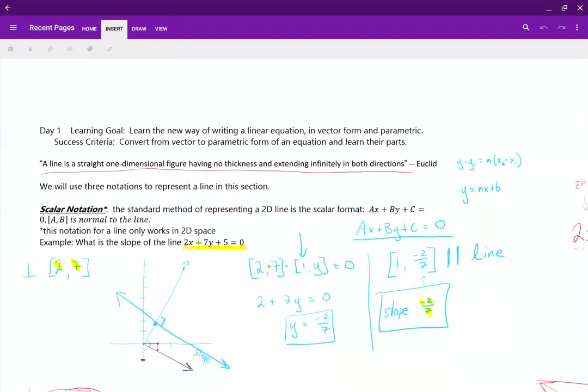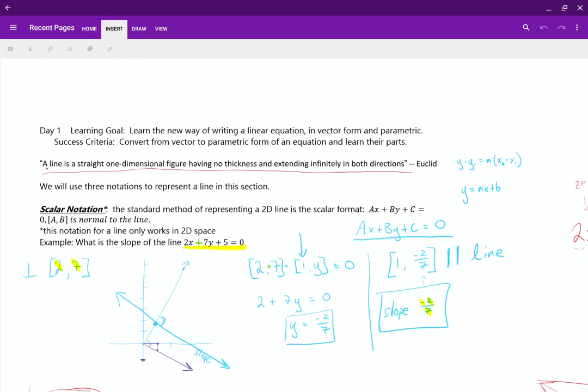Our learning goal is to learn a new way of writing a line or a linear equation. This new way is a vector form, and then there's a parametric version of that vector form. The success criteria is that we convert from vector to parametric form of an equation and learn their respective parts, okay?